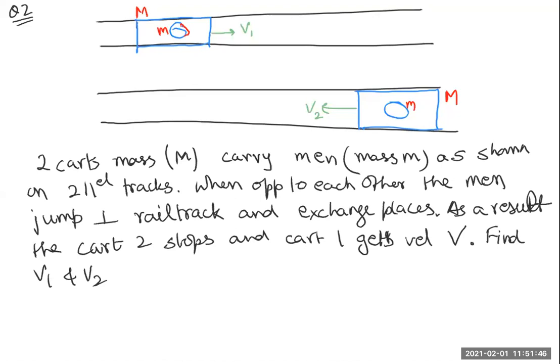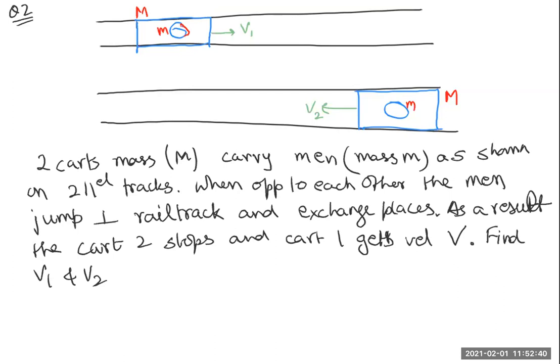And what is the meaning of the word perpendicular? Why do I have to specify that the men jump perpendicular to the rail tracks? That is what I am asking.